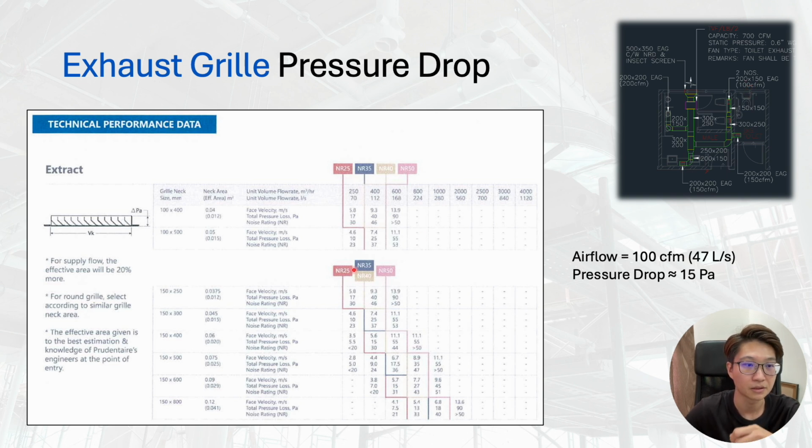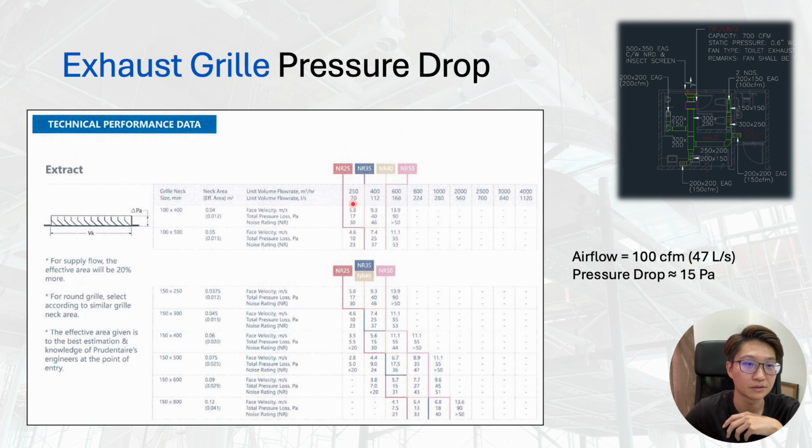mm. So we see here grille neck size, whether we have 200 times 150 or not. We don't have, we have this one. Also we can use this as a reference, 150 times 250. So we see here, okay, flow rate. Okay, here I already converted for you. 100 CFM is 47 liters per second.